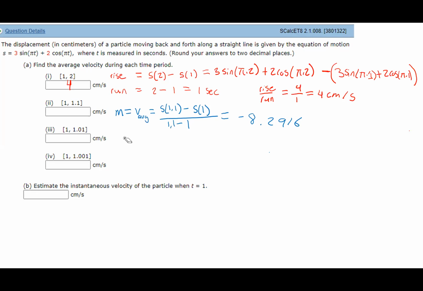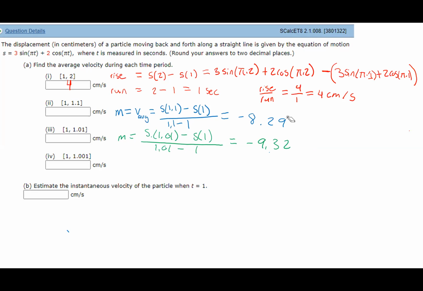Okay, let's do this one. I'll change colors again. M is equal to, in this case, S of 1.01 minus S of 1 over 1.01 minus 1. So again, that numerator, I'm just plugging in those two time values, 1.01 seconds and 1 second, into my displacement function. So you actually have to calculate the sine and cosine stuff. This ends up being negative 9.3245. What do they want you to round to? 2 decimal places. So you really don't need these, those right there.